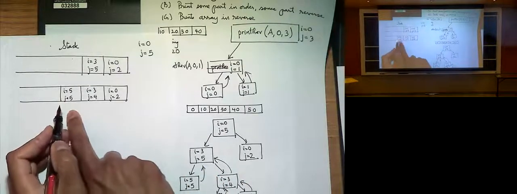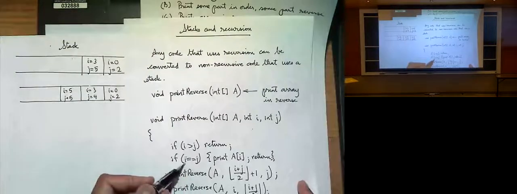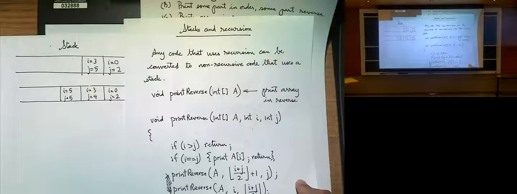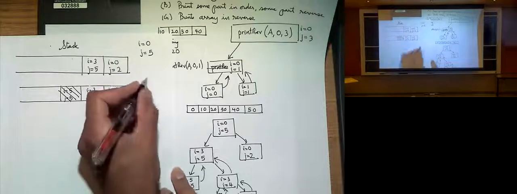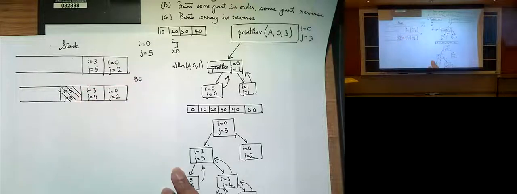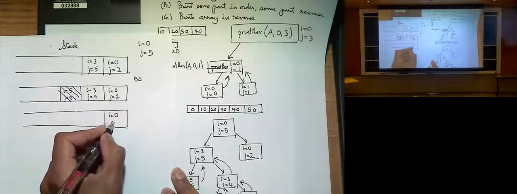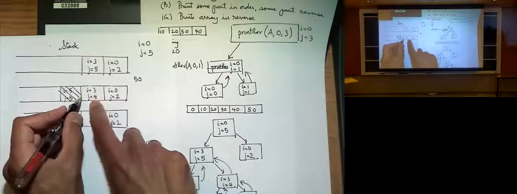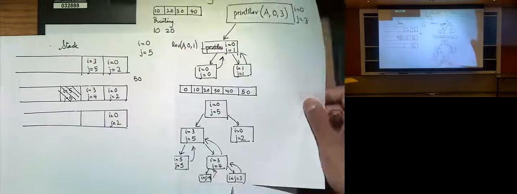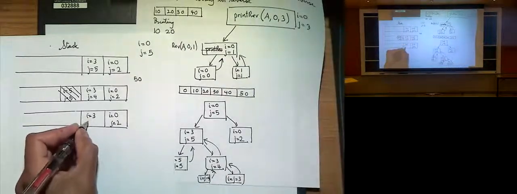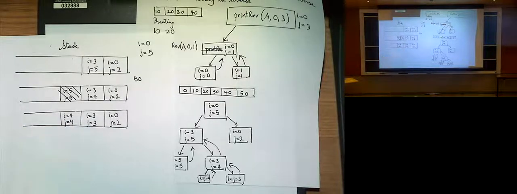Okay, now I have this, so I pop this off the stack. i equals 5, j equals 5 is a base case. So I would just print and return. So this is going to get removed from the stack, and I would print 50. Then what happens is I now look at this, I remove it, and I push its calls onto the stack in reverse order. So then I would get i is equal to 3, j is equal to 3, i is equal to 4, j is equal to 4.